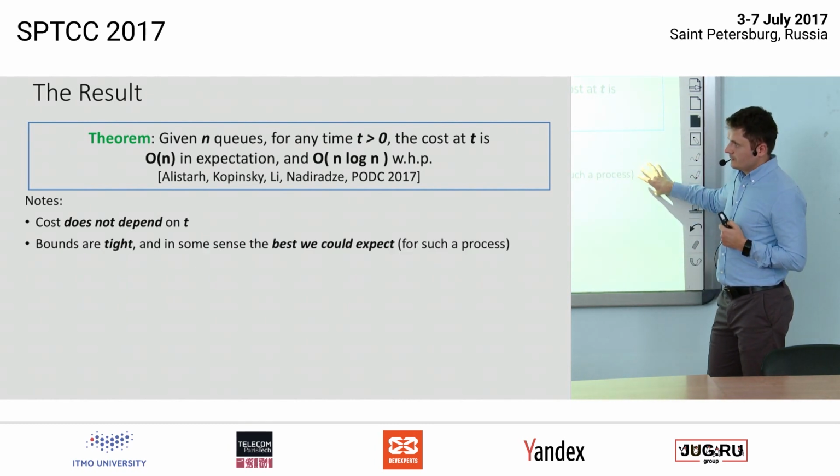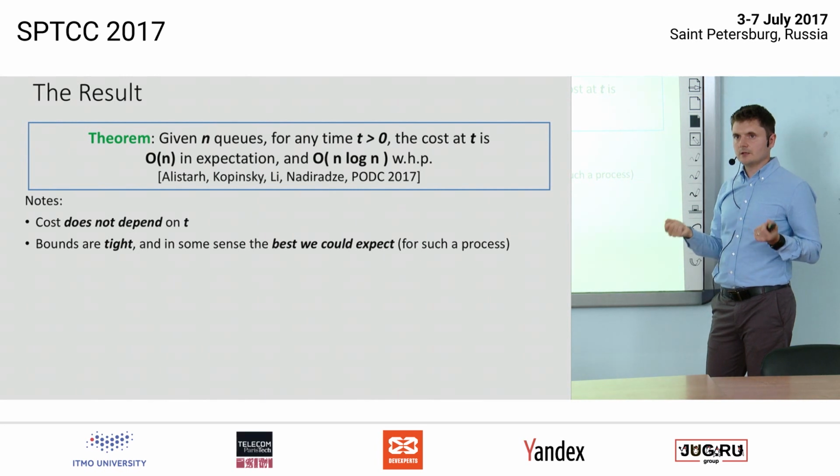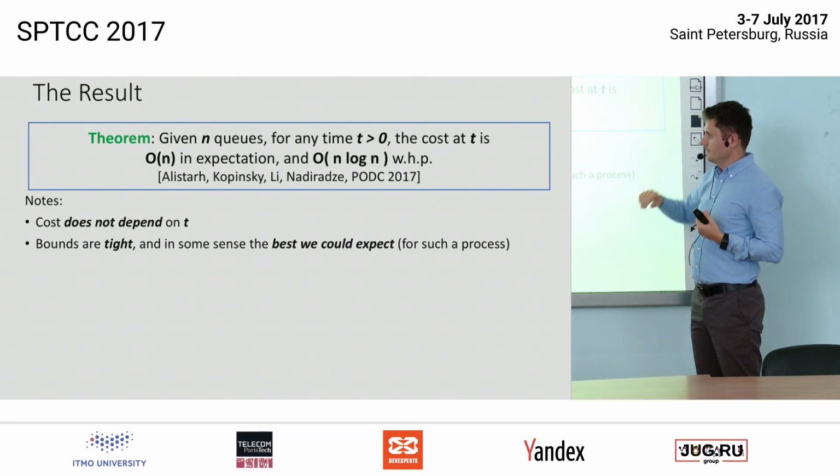Okay, the other thing is that these bounds are kind of the best you could get for any type of random process that looks like that, because since it only looks at 2 queues, it can't really see it. You couldn't get better than order n average cost.